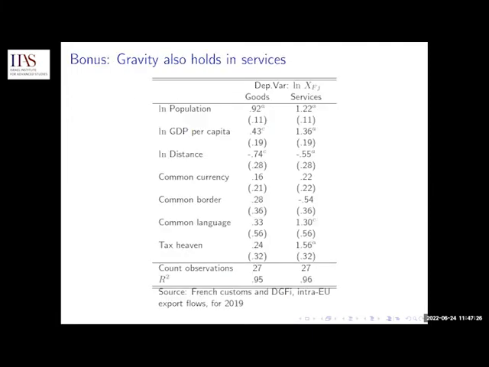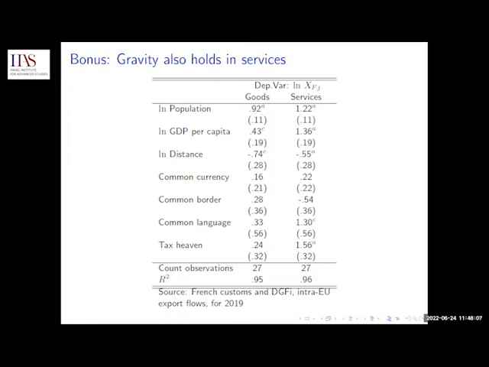So let me skip this and just finish with something that perhaps you're not as used to seeing, because it's much less common in the literature, which is evidence for gravity also in services. As I said, there are tons of papers estimating a gravity model based on trade data for goods, but much less for services, for the very reason that we don't know much about trade in services. So here I'm adding as a bonus one estimation that is based on French export data within the European Union.